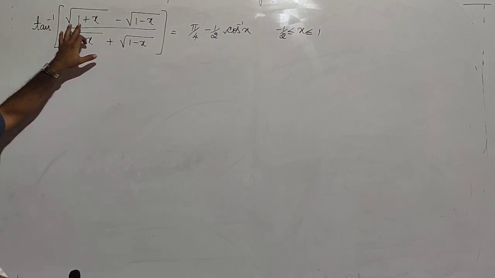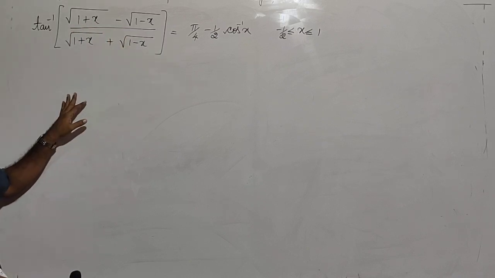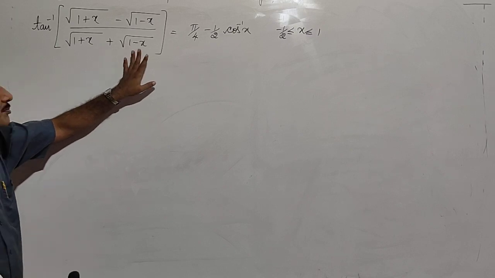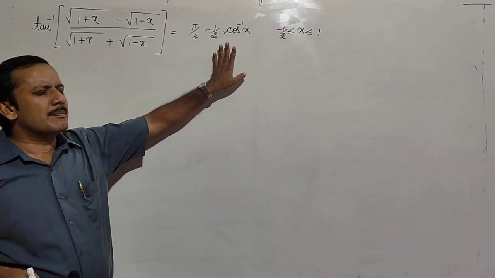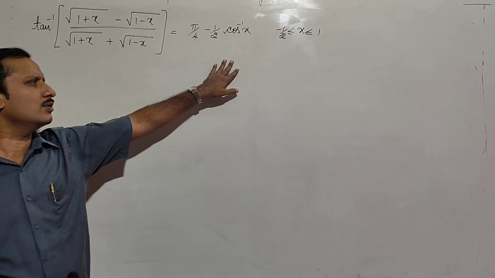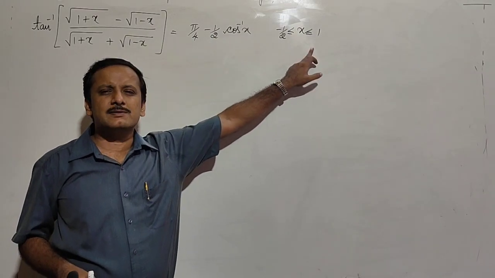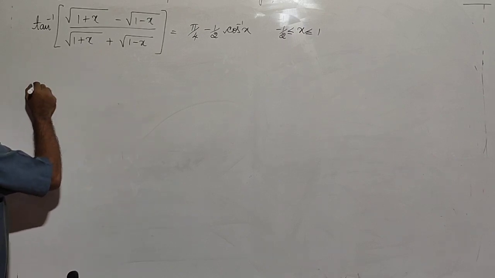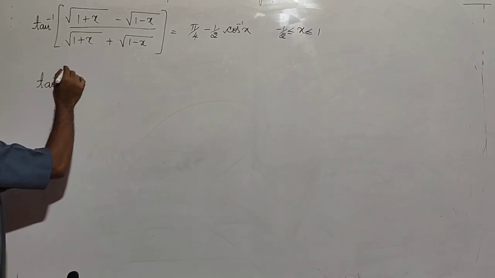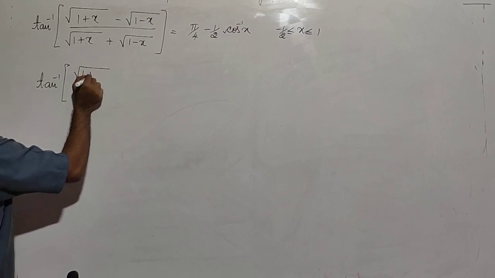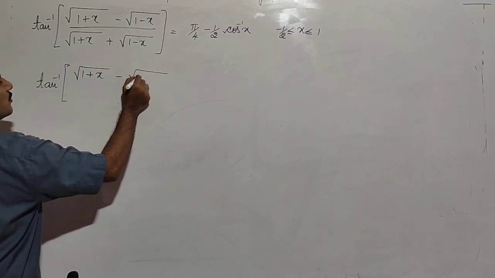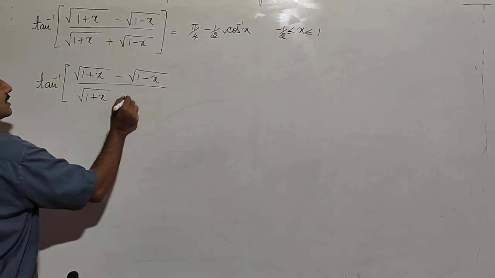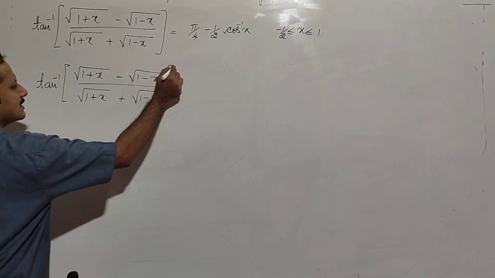They have given that tan inverse of (root 1 plus x minus root 1 minus x) divided by (root 1 plus x plus root 1 minus x). We must prove that this is equal to pi by 4 minus 1 by 2 cos inverse x whenever x is between minus 1 by 2 and 1. Let me take this LHS, which is tan inverse of (root 1 plus x minus root 1 minus x) divided by (root 1 plus x plus root 1 minus x).